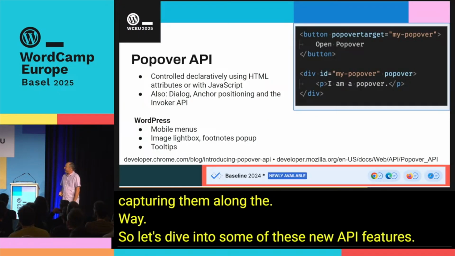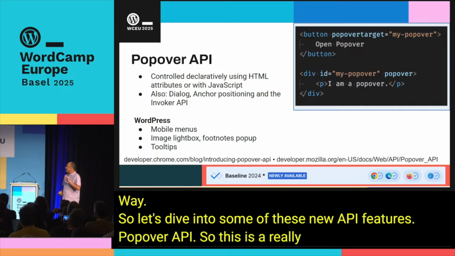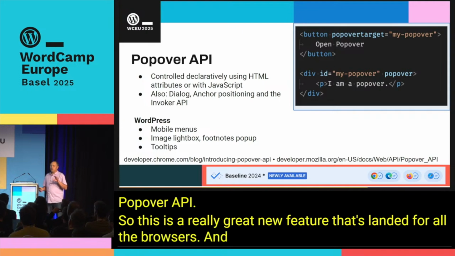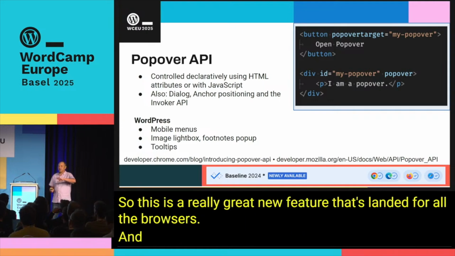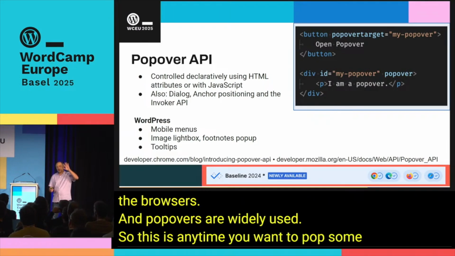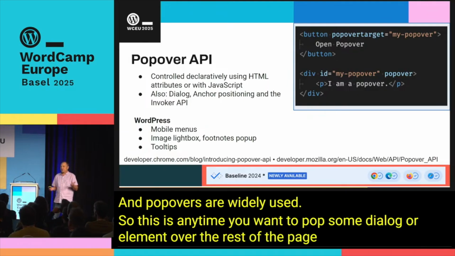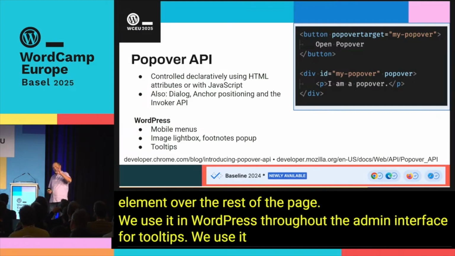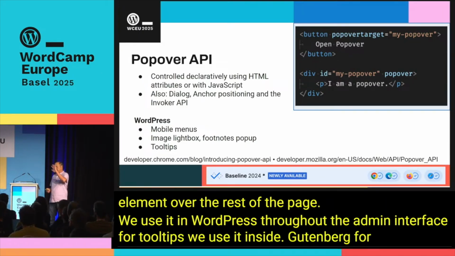Popover API. This is a really great new feature that's landed for all the browsers, and popovers are widely used. This is anytime you want to pop some dialog or element over the rest of the page. We use it in WordPress throughout the admin interface for tooltips. We use it inside Gutenberg for things that pop up that you select from.